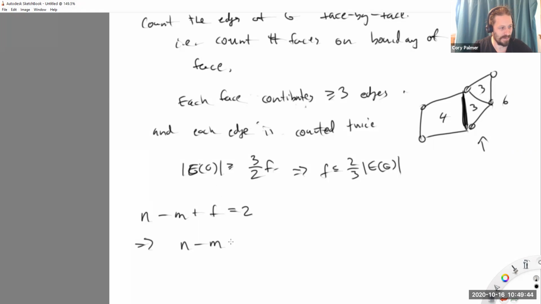N minus m. Instead of f, I'm going to replace f with 2/3 m, right? M is the number of edges. And then let's get the inequality in the correct direction here. I've replaced f with something smaller than f. So the left-hand side is bounded above by 2, right? I replaced f with a smaller number there. And then I've got n minus 2 is at most 1/3 m. Nope, see, I did something wrong, didn't I?